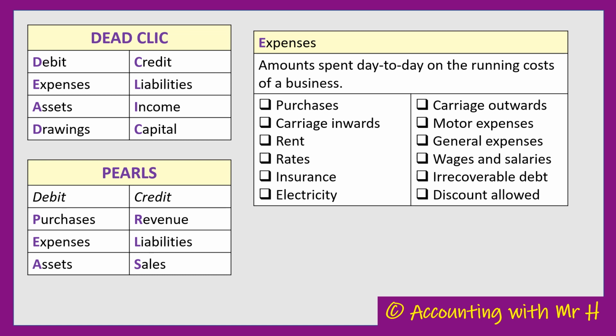We also include things like an irrecoverable debt as an expense. So if a receivable isn't able to pay us and we decide to write that debt off, that's cost us money. So it's treated as an expense. And in the same way, if we allow one of our trade receivables some discount, then we treat discount allowed as an expense because it's cost us to allow that trade receivable to have that discount.